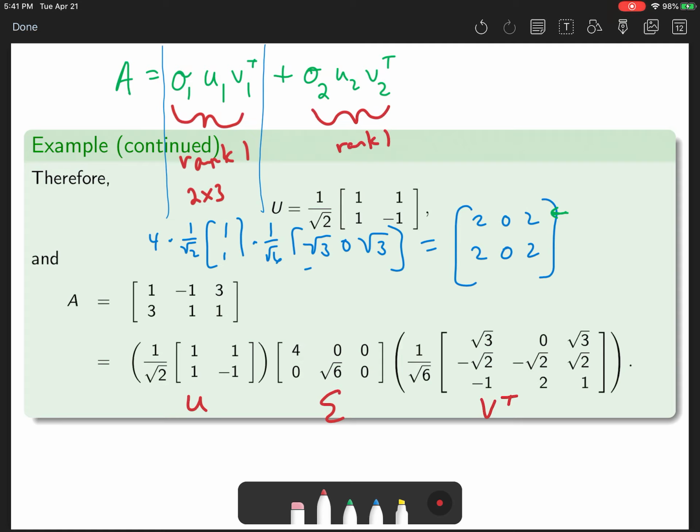For instance, for this first green matrix, we're taking the first singular value, 4, and then we're taking the first column and the first row. What we're doing is an outer product, really, where we use that column vector and row vector to create a 2x3 matrix. The calculation's right here in blue of what that looks like. We end up getting a rank 1 matrix, 2, 0, 2, 2, 0, 2.